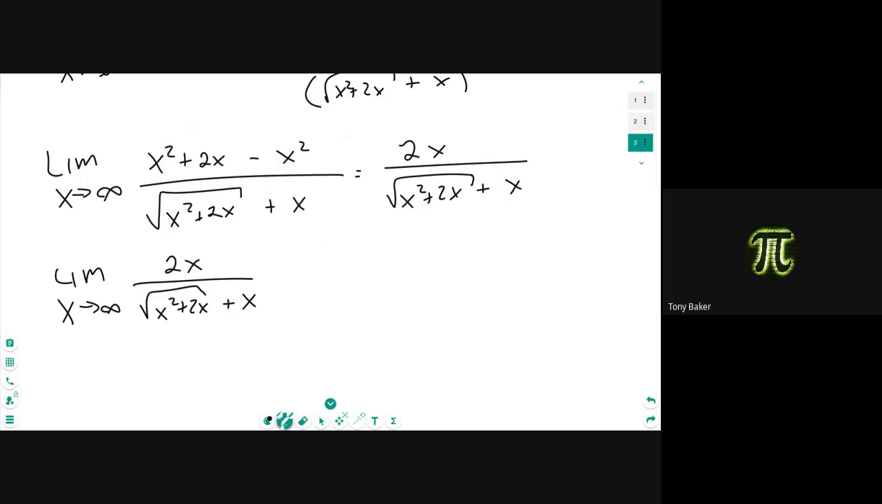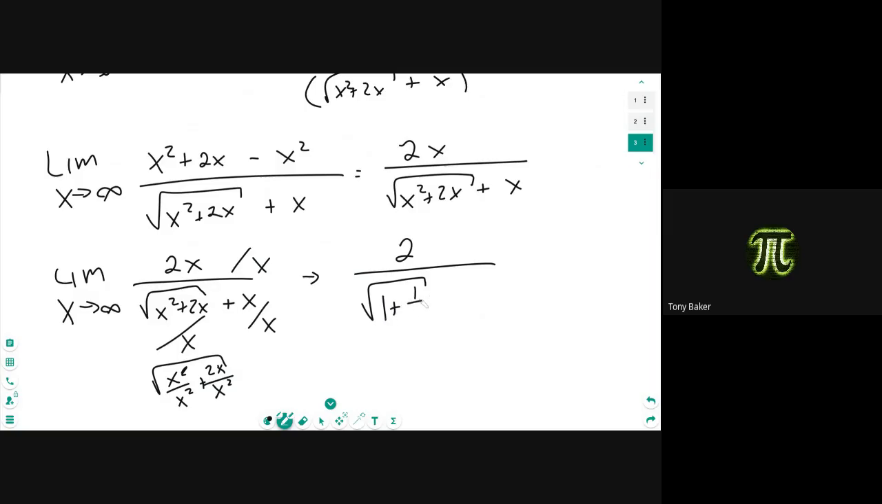So we divide by the highest exponent in the denominator, which in this case is x. So we divide the top by x and everything on the bottom by x. So the top ends up going to 2. The square root ends up being x squared over x squared plus 2x over x squared. So that is the square root of 1 plus 2 over x, plus 1. 2 over 2, which is 1.